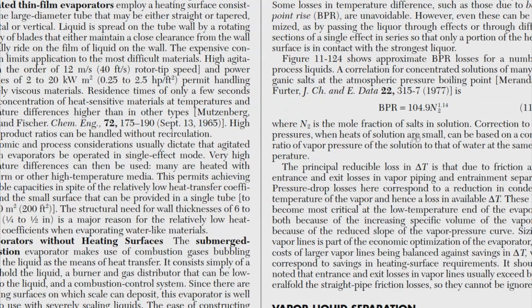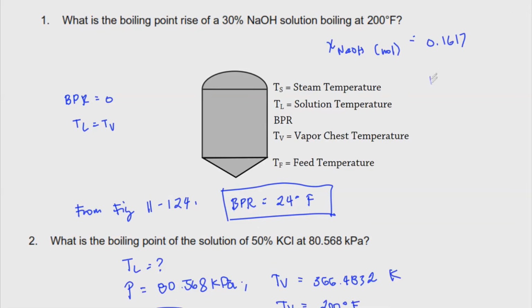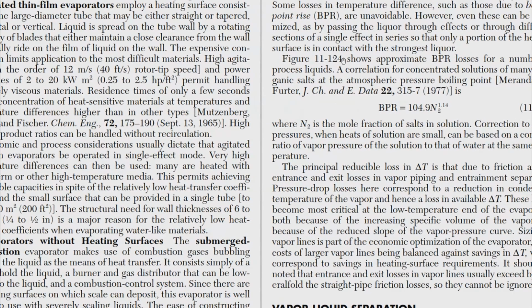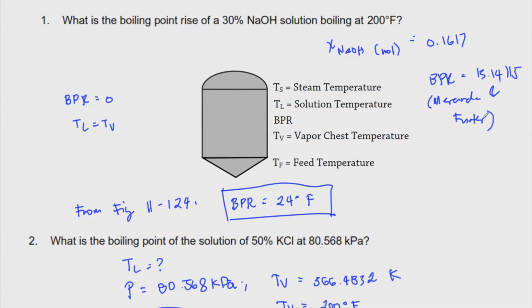So if you will be substituting that in this expression, you would be able to get the BPR from that, which is 13.14115. That is based on this expression of Miranda and Furter. Okay, so we obtained this value, but remember this BPR is actually in degrees Celsius.